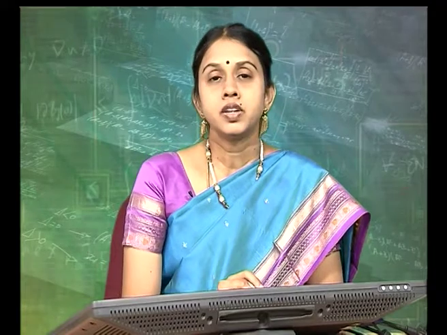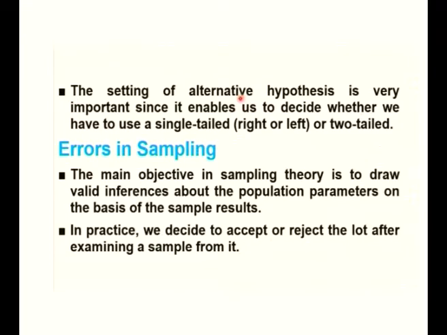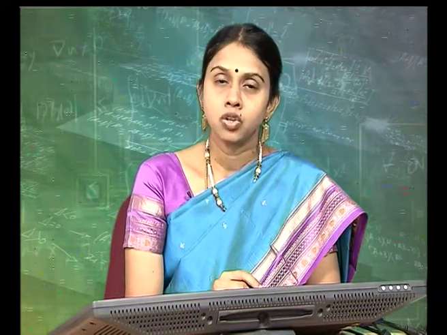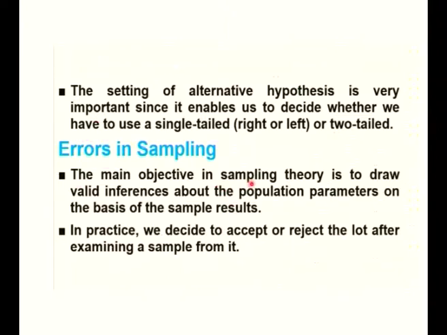Okay. After studying the terminology of hypothesis, next we step into studying the terminology of errors in sampling. The sampling is done by a random process. So, definitely there is a chance of error because no one is 100% correct and there is always a possibility of error. What kind of errors is possible in sampling theory? The main objective in sampling theory is to draw valid inference about the population parameters on the basis of the sample results, where the sampling is done by a randomization process.